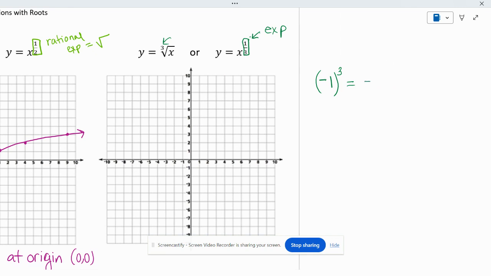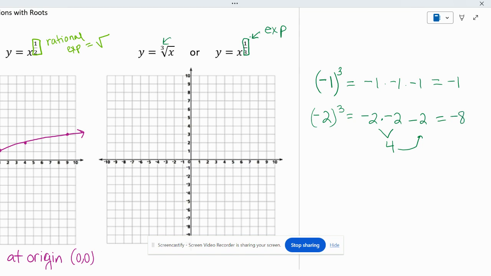Well, it means multiply by itself 3 times. It's still -1, yes. What about -2 cubed? -2 times -2 is +4. Yeah, it's going to be -8.